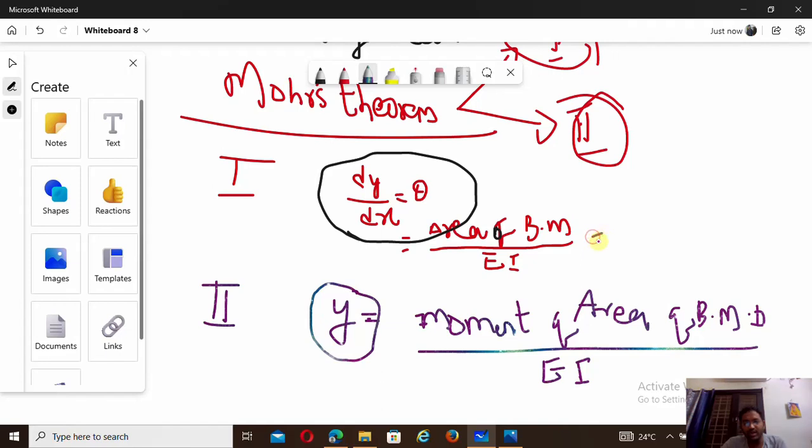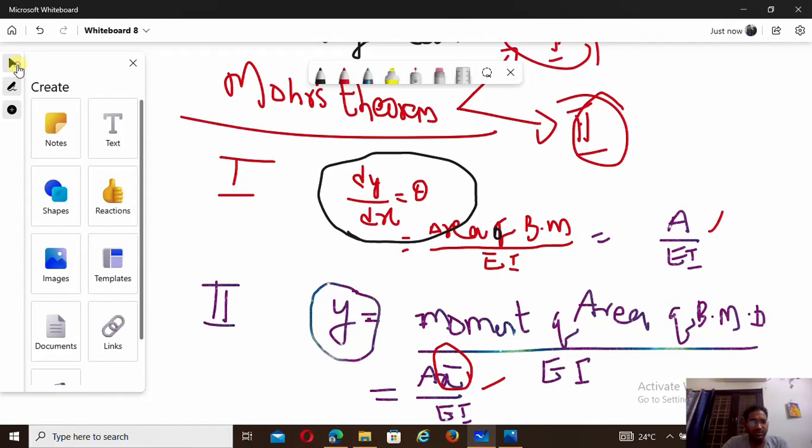So Moore's theorem, simply we can say it as area by EI for slope, and for deflection, statement 2 states A into x bar divided by EI. So these two are Moore's theorem statements, also called the moment area method. Here A stands for the area of the bending moment diagram, and x bar stands for the centroidal distance. Based upon these two formulas, we are going to discuss different beams, cantilever beam and simply supported beam, with loading conditions.